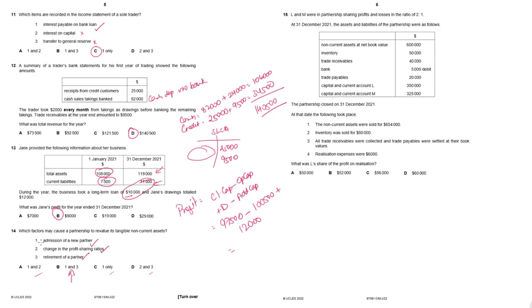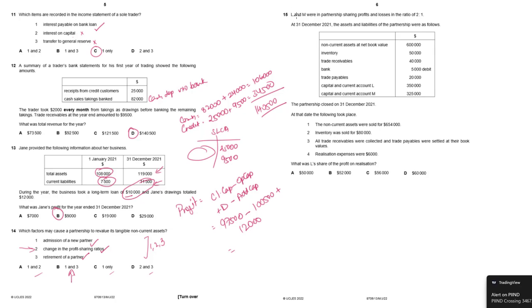but even change in profit sharing ratio will also require revaluation of assets and liabilities. So I have no clue why the marking scheme is saying 14B. According to me, the correct answer is 1, 2, 3. Probably it's a mistake on their side, or probably something that I am missing. So if you know the reason why 2 isn't the correct statement, why the correct option is B, you can comment it below the video. I will surely read it and I will also revert back. So yeah.